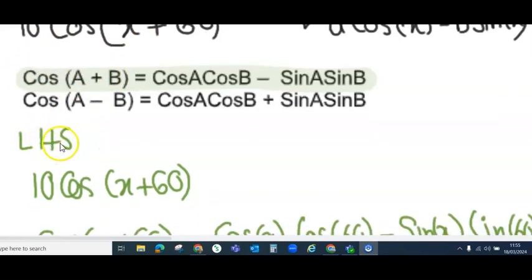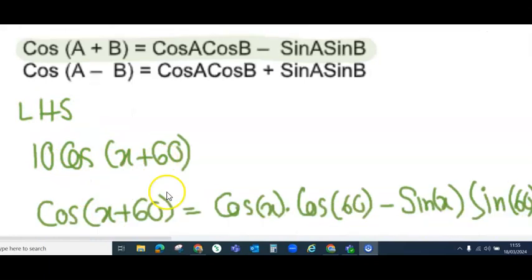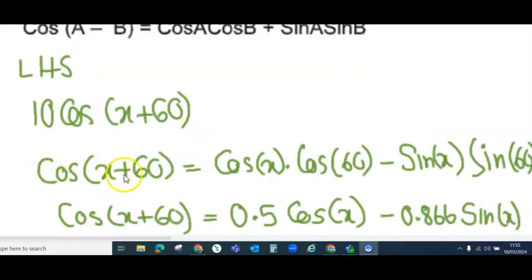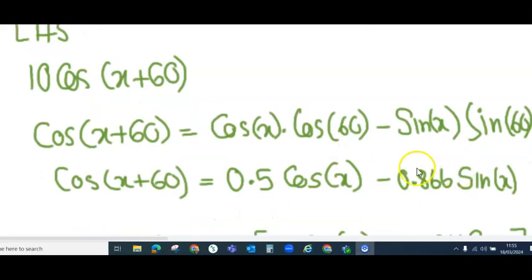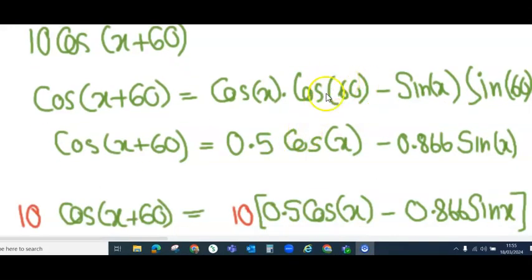So we have the left-hand side, 10 cos(x + 60). So let's figure out the cos(x + 60). Cos(x + 60) is cos x cos 60 minus sin x sin 60. So we have this equation. And cos 60 is 0.5, so you write 0.5 here. Usually we write it at the start, looks nice. Sin x as it is. But sin 60 is 0.866.